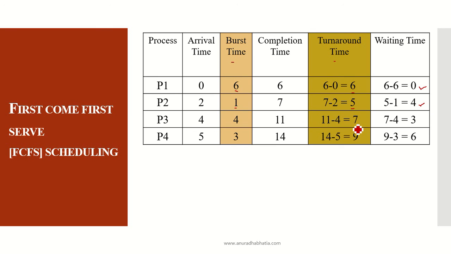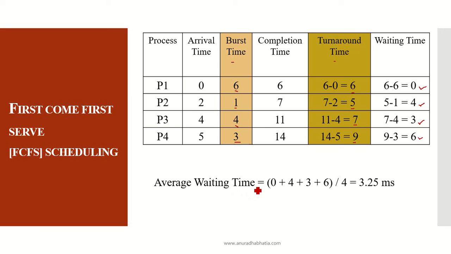And turnaround time for process P3 is 7 and burst time is 4. So it is 7 minus 4 leads to 3. And the waiting time for process P4, turnaround time is 9 minus the burst time is 3. So 9 minus 3 is 6. So waiting time for these processes by using the arrival time is listed over here, and we calculate the average waiting time is equal to 0 plus 4 plus 3 plus 6 divided by 4 is equal to 3.25 milliseconds.